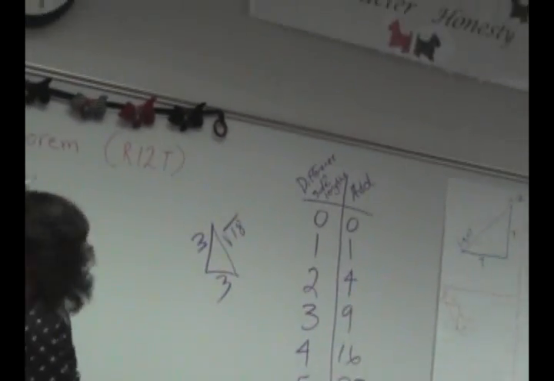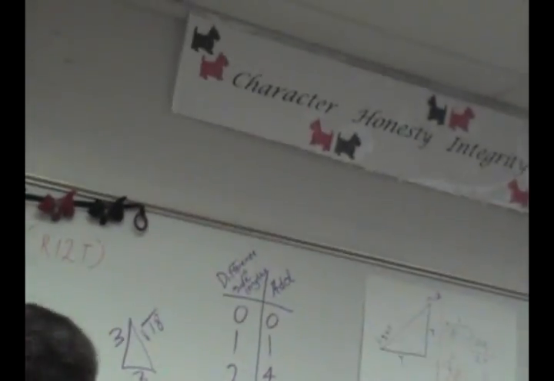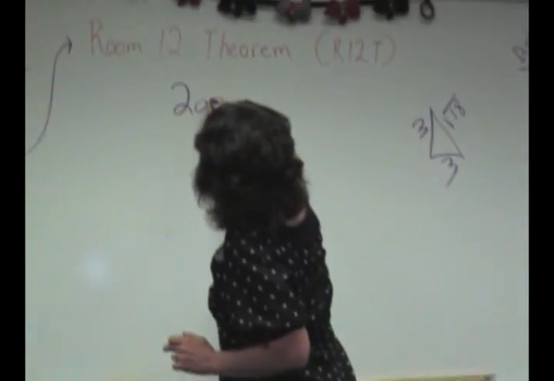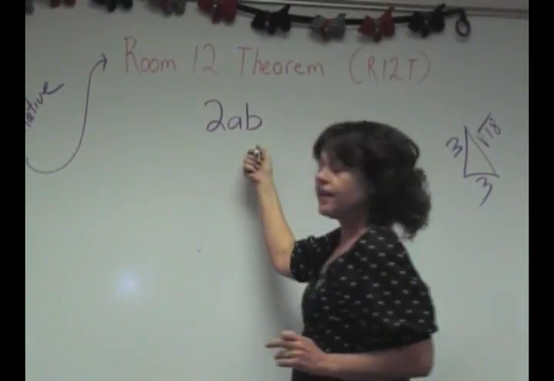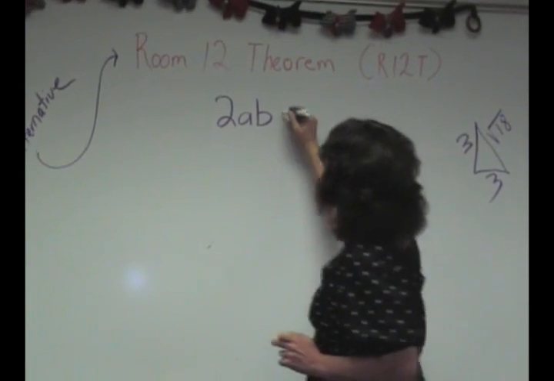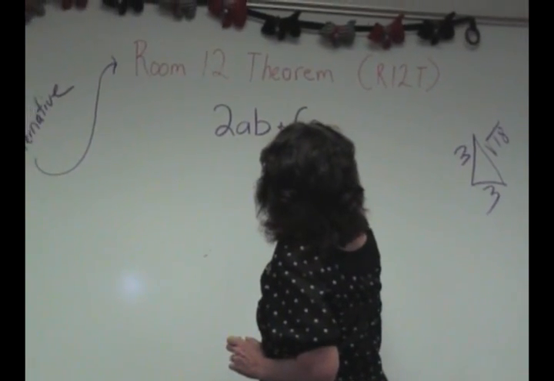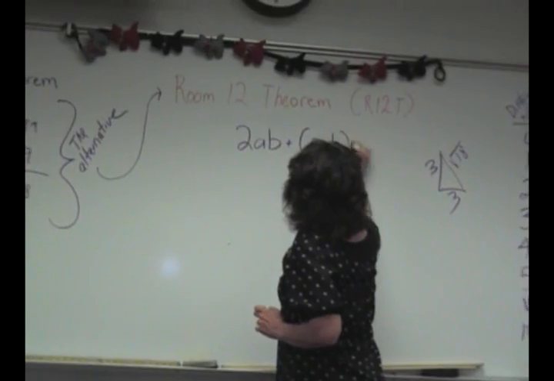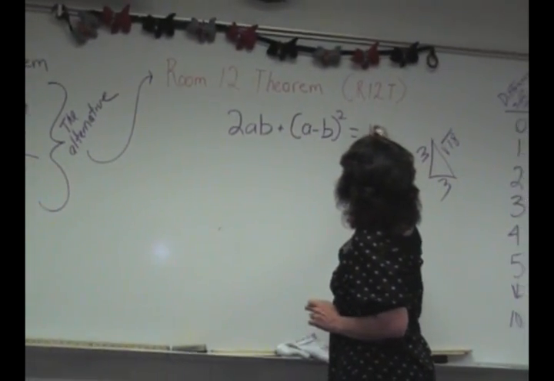The formula for this is 2ab, a times b times 2 plus a minus b squared equals c squared.